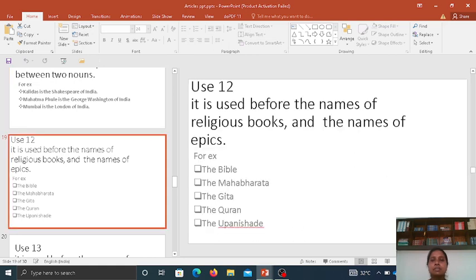Use number 12. It is used before the names of religious books and the names of epics, like the Bible, the Mahabharata, the Gita, the Quran and the Upanishad.